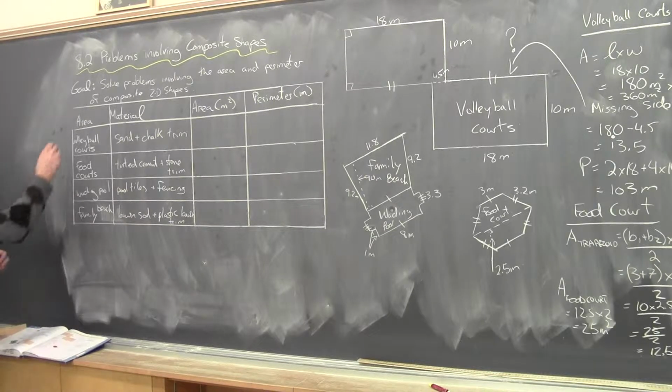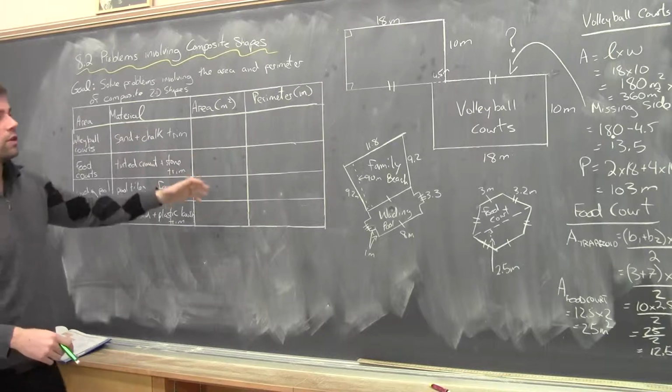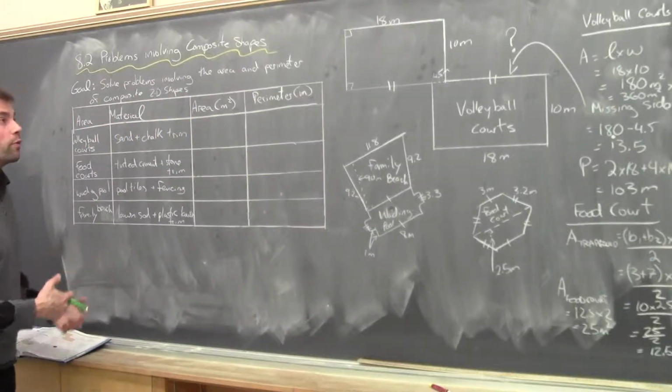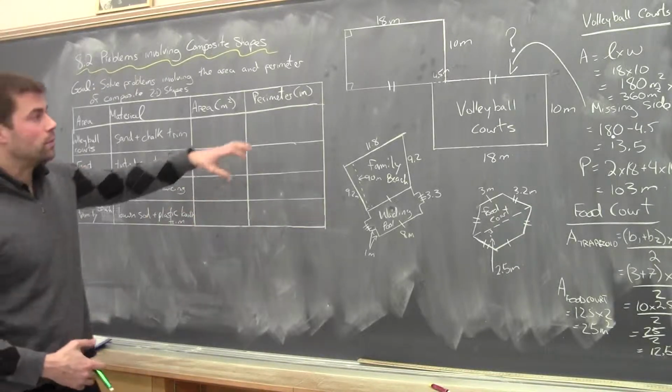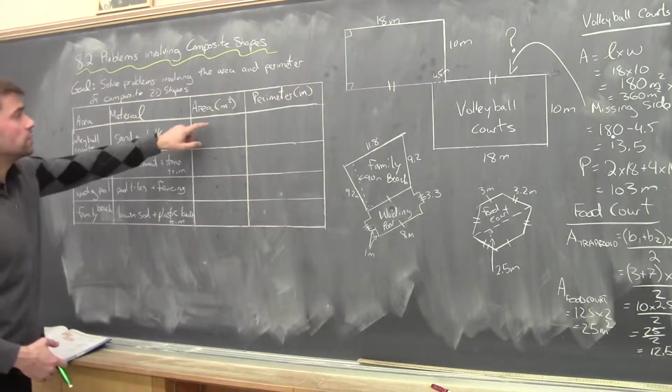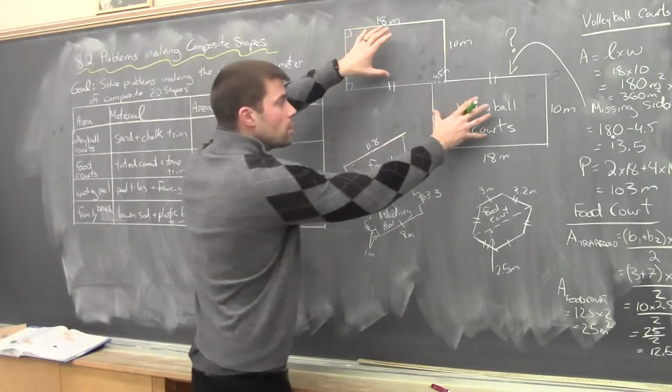So the problem involves students building a recreational area. They need to submit a plan. They need to give areas and they need to give perimeters. One of the first areas they're looking at is the volleyball courts, so we need to determine the area and the perimeter of these courts.